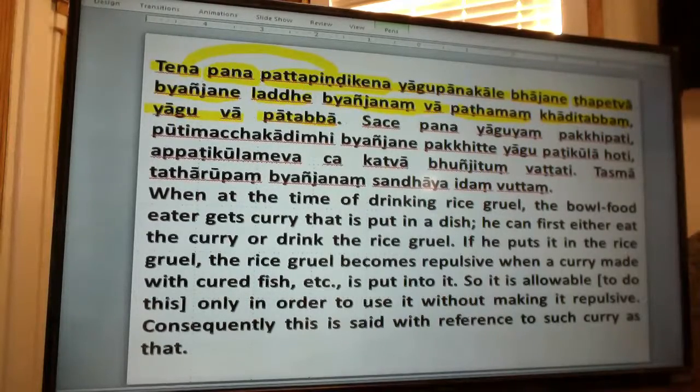Or yaguwa padava. So some person wants to drink the rice gruel first, and after that eat the other different food. Or another person eats the other different food first, and after that drinks the yagu later. Like this. So they can choose freely whatever they want.